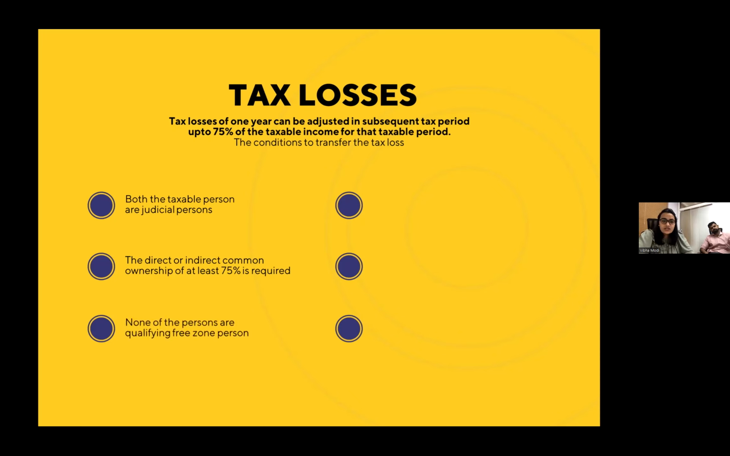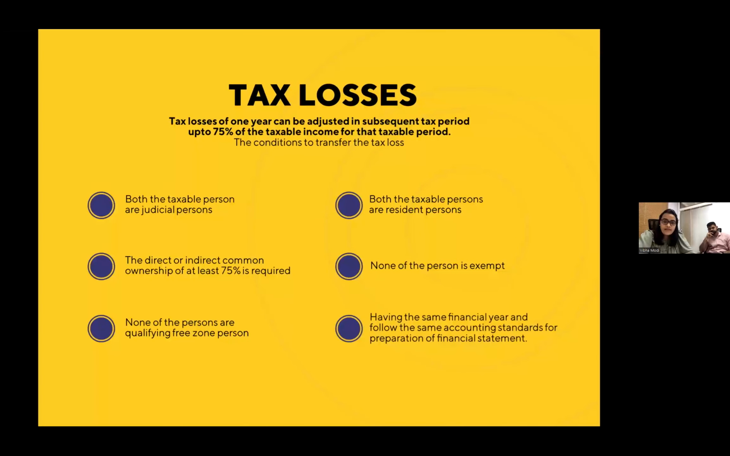Then the next condition is that none of the persons is a qualifying free zone person. They should not be getting any exemption from the corporate tax. Both are taxable persons and resident persons. A non-resident and a resident person cannot adjust their tax losses even though they are part of the same group. None of the persons is exempt, such as an investment manager or those involved in extraction of natural resources. They should not be covered in any exempt person definition. And they should have the same financial year and follow the same accounting principles for the preparation of their financial statements. If those conditions are satisfied, even though they are not registered as a tax group, they can adjust their losses with each other on the condition of 75% of the taxable income of that tax period.